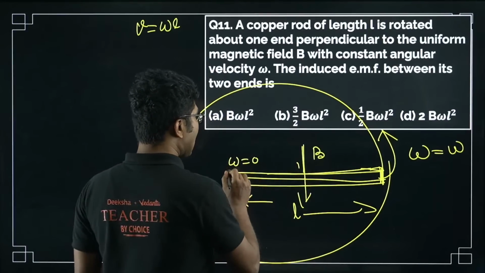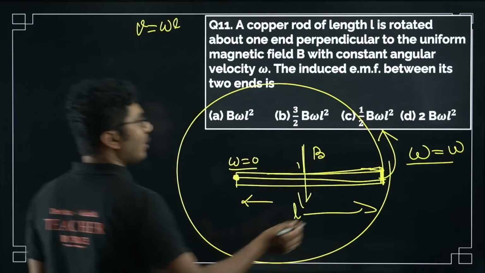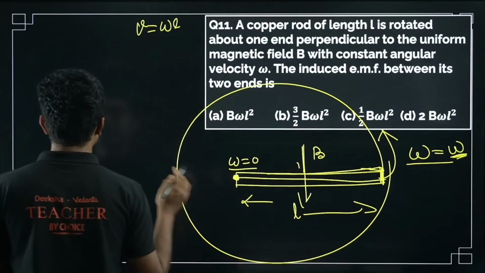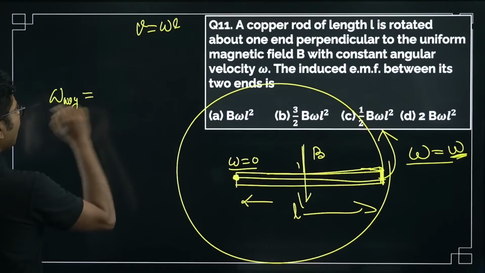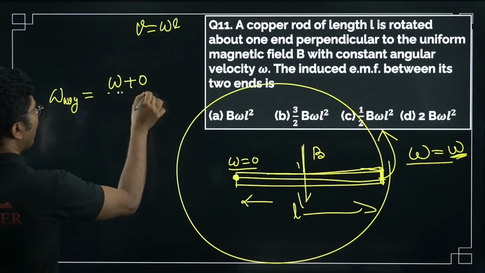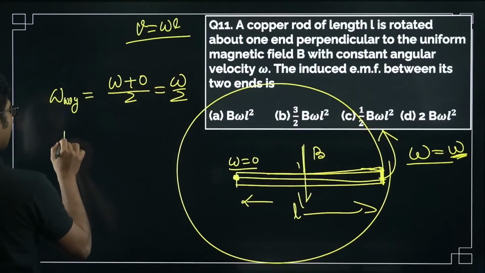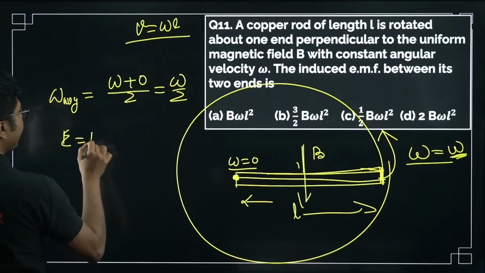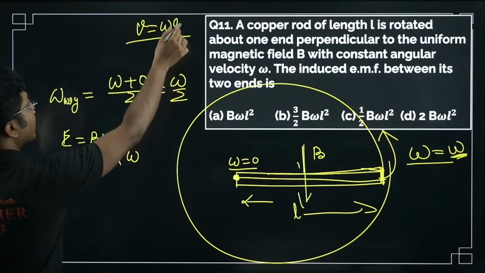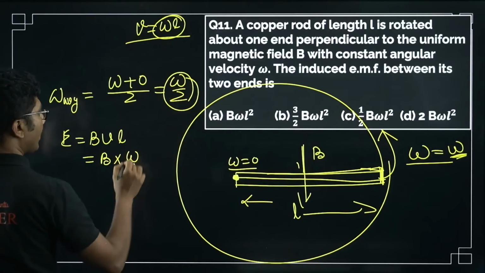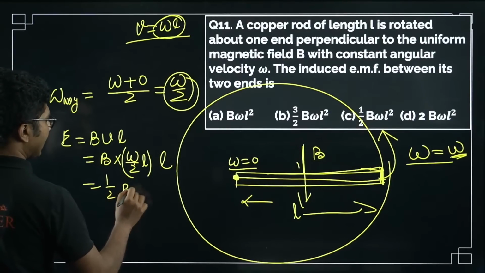The easiest way is to find the average speed. At this end it is 0, at this end it is omega L, and because it is uniformly changing, the average is (omega L plus 0) by 2, which is omega L by 2. So now we will use the formula. Induced EMF is BVL, so instead of omega L we write omega by 2 times L, into L. So it will be half B omega L square.